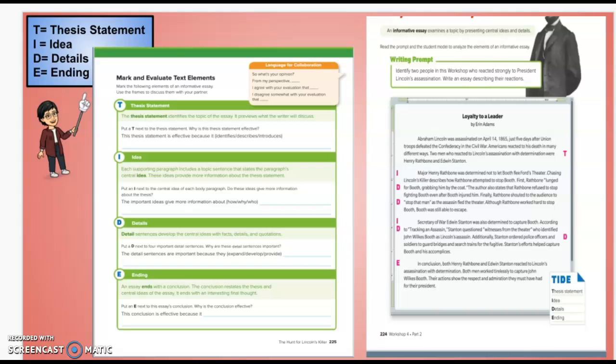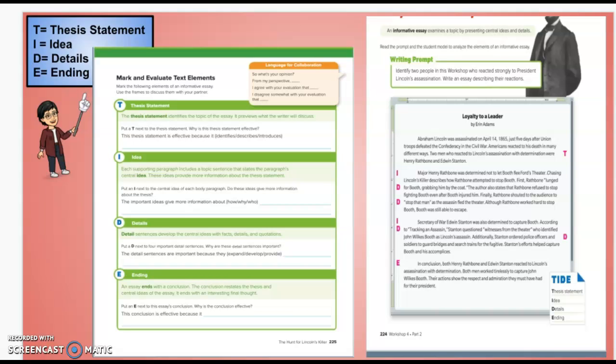And then the last section we have is ending. An essay ends with a conclusion. The conclusion restates the thesis and central ideas of the essay. It ends with an interesting thought. And I want you to put the letter E for in conclusion. Oops, I have to back up, sorry. Under details, I want you to finish this sentence. The detail sentences are important because they what? What do they provide, or what do they expand on? I want you to go ahead and finish that sentence. Now we'll go back to ending.